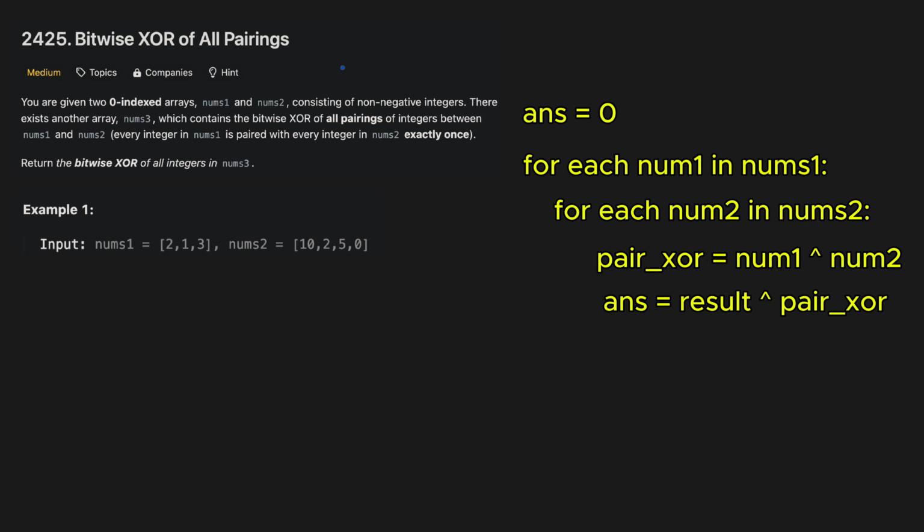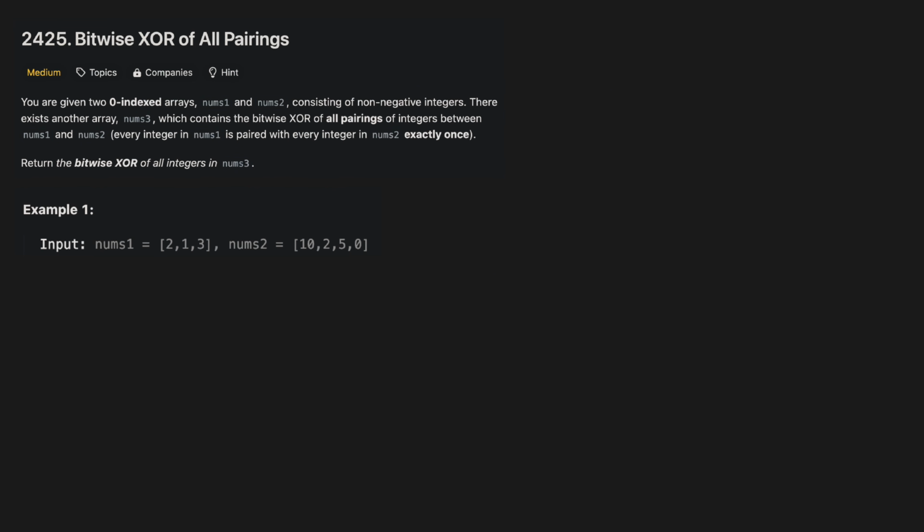Note that we don't have to create a nums3 array, as we can perform the XOR operation on each pair as soon as we generate it. The time complexity of this approach is O of m times n, where m is the length of nums1 and n is the length of nums2 because of the nested loop, and the space complexity will be O of 1. And if we try to submit the code based on this approach, we will get time limit exceeded. And now the question is, how can we do better?